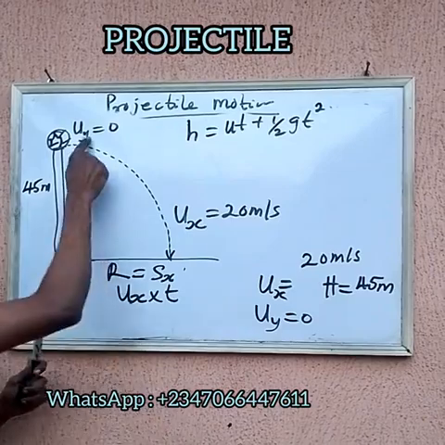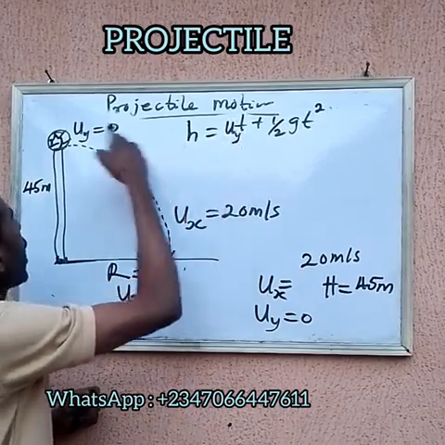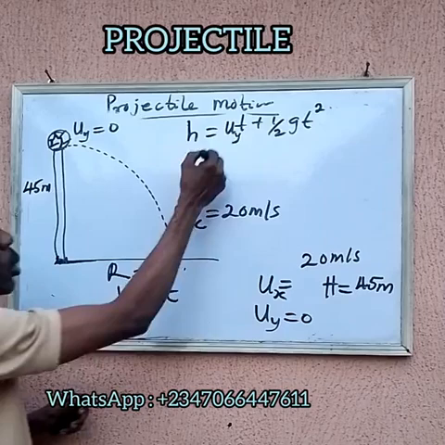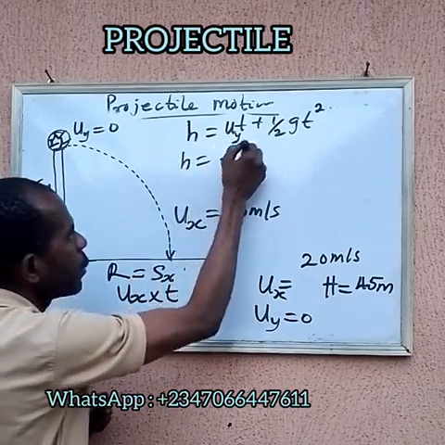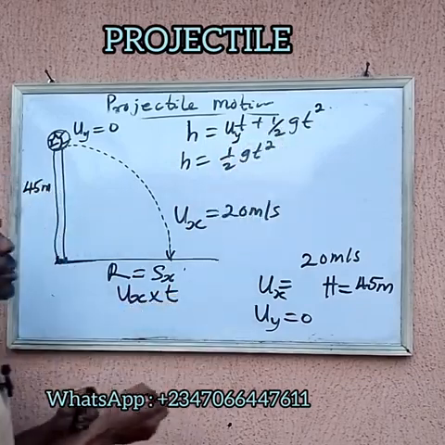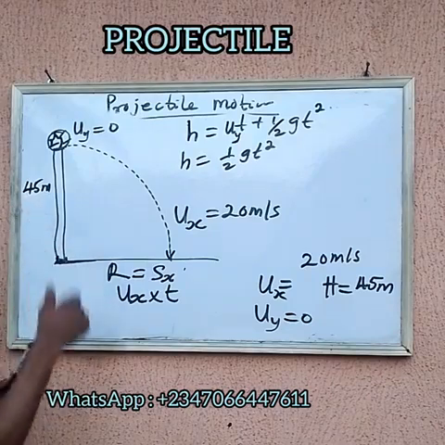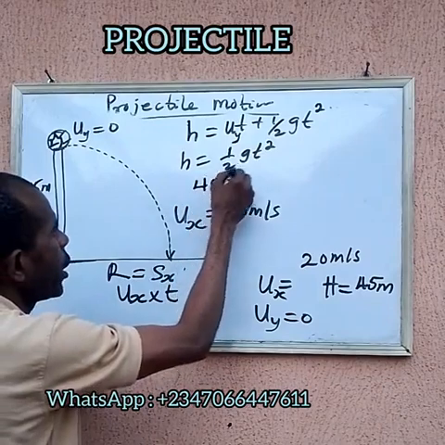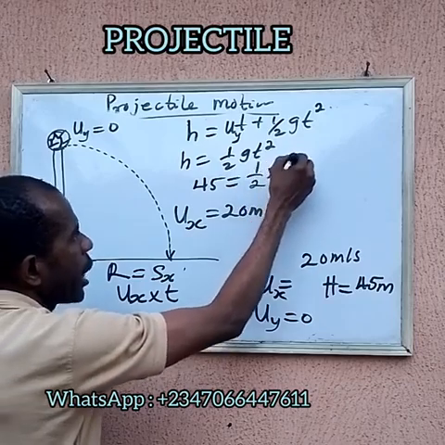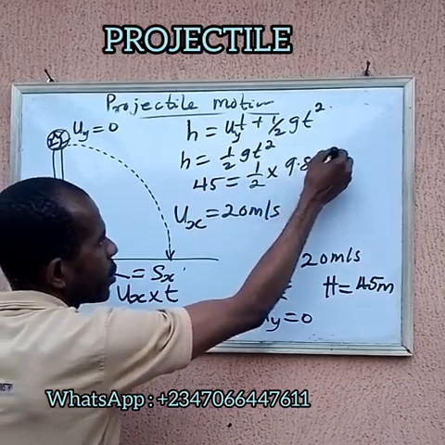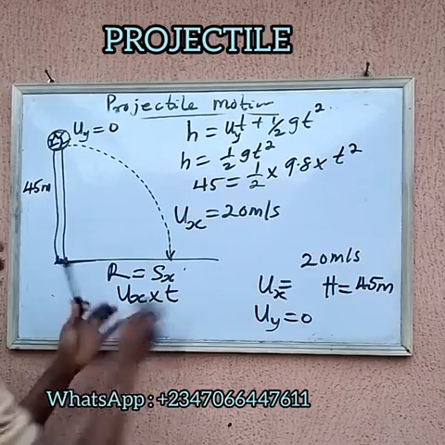Now remember this is uy, okay? The initial velocity in this vertical motion is 0, which means our h is equal to half gt squared. Now we know that our h from the question given to us is 45. We have 45 equal to half times acceleration due to gravity, which is usually 9.8, times t squared. Now let us calculate for that.